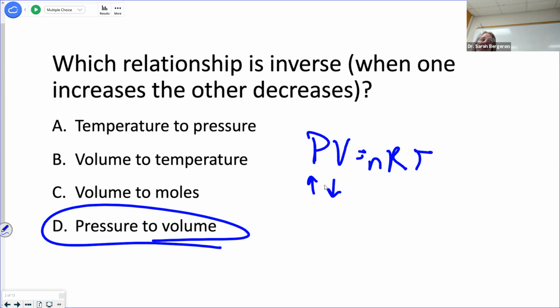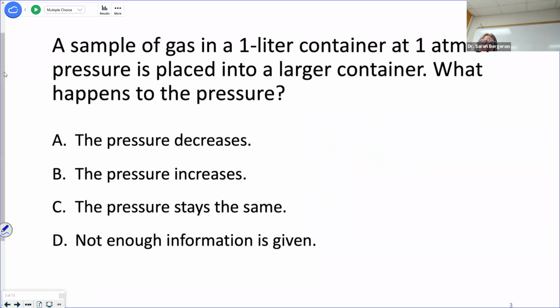Y'all write these formulas down. I know writing a few formulas and a little arrow sounds crazy, but it works, it helps. Okay, a sample of gas in a 1 liter container at 1 atm pressure is placed into a larger container. What happens to the pressure? You don't have to do the math. This is just logically thinking about it.